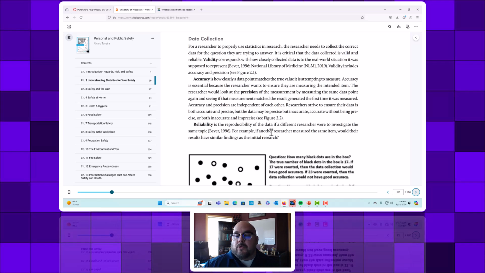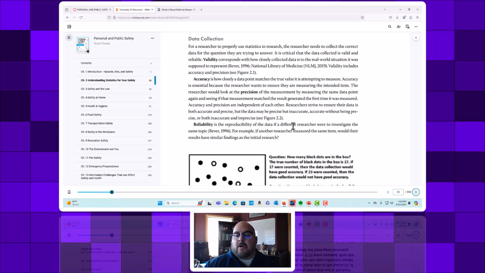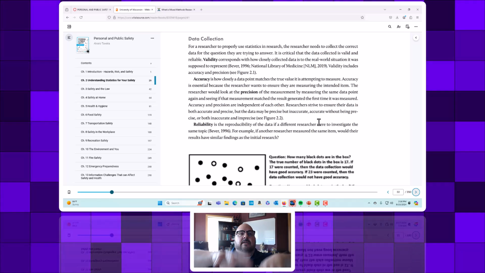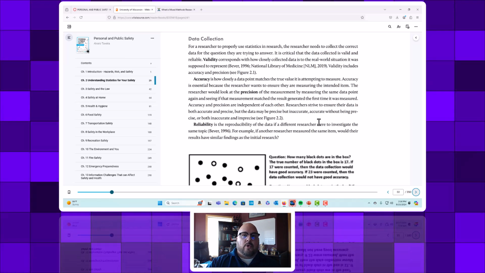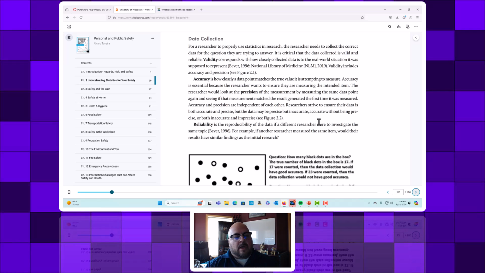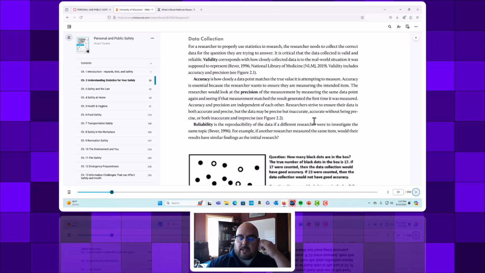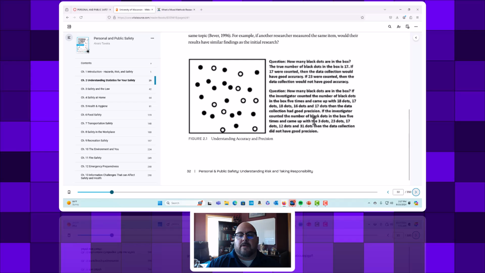Reliability is how reproducible the data or results are given a different researcher. So does it represent what it's supposed to, using the same measurement tools? Or is there something else influencing the measures, which is making the data collected different?